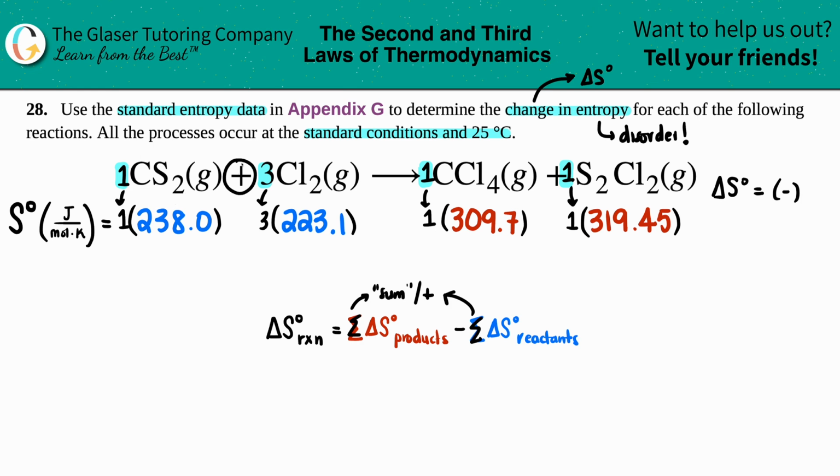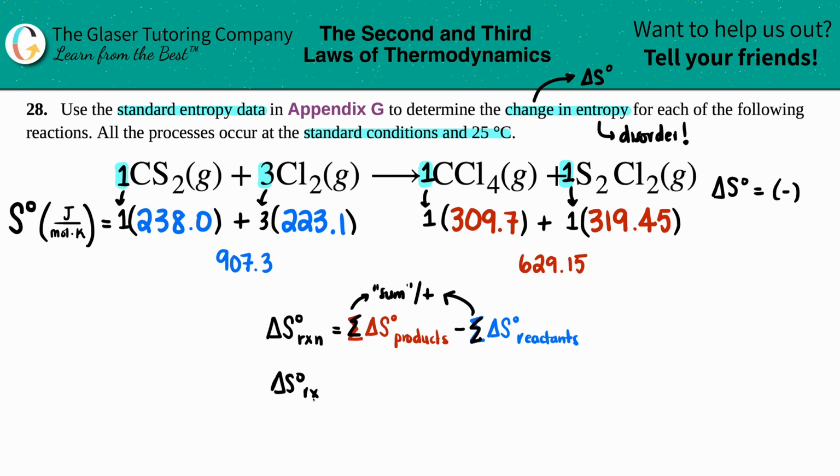Literally, it's CS2 plus Cl2. So I have to take these two values and add them. The same thing for the products. CCl4 plus S2Cl2, so plus. Let's find out those total values now. So for the reactants, 3 times 223.1 plus 238, you get a total of 907.3 for my reactant side. And then for the total of the products, 309.7 plus 319.45, I get 629.15.